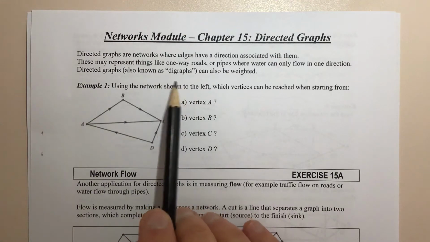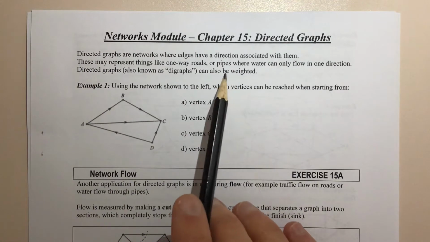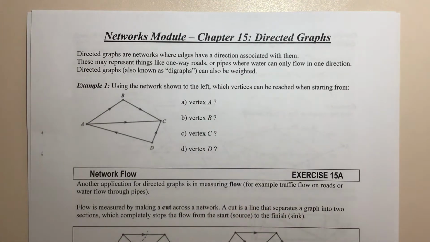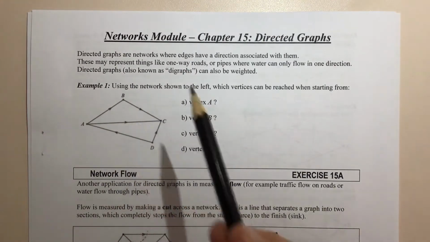There's a bit of a shortening there. And they can also be weighted, so they can also have numbers on the edges that give an indication of time or distance or something like that. So here's just a really basic example to see what a directed graph looks like.